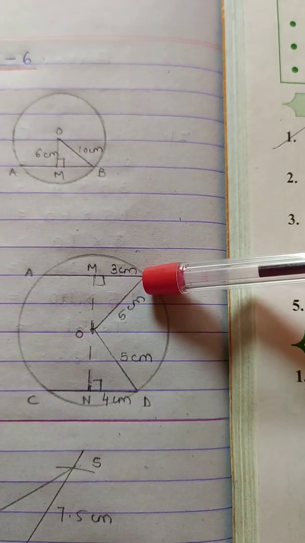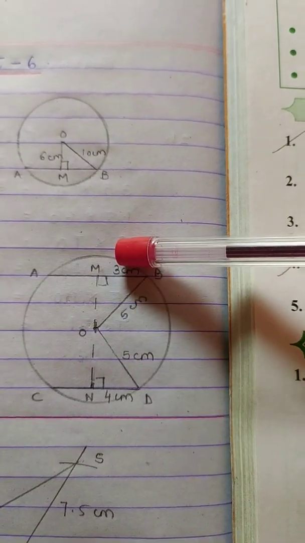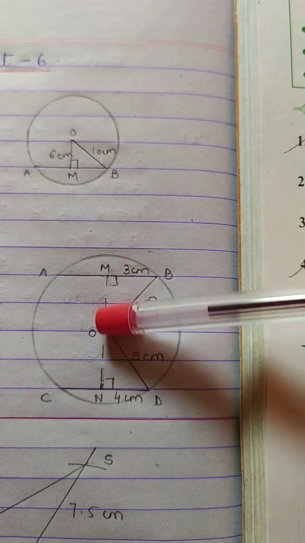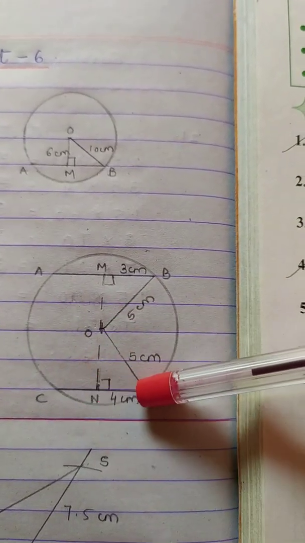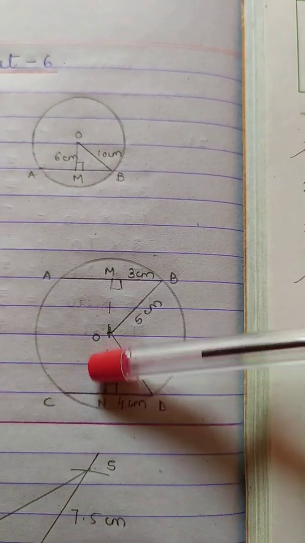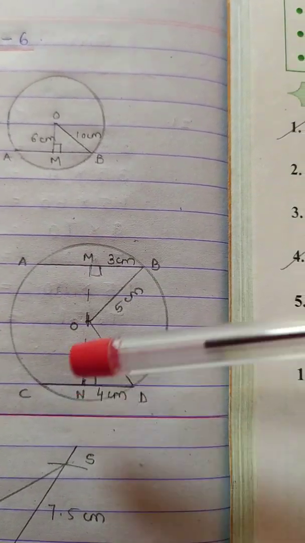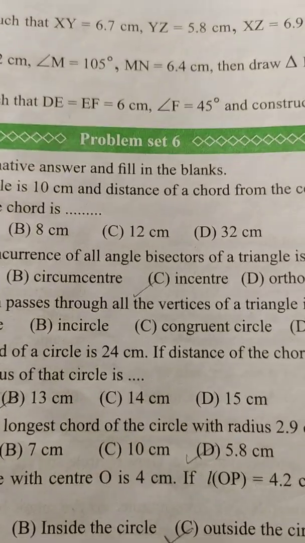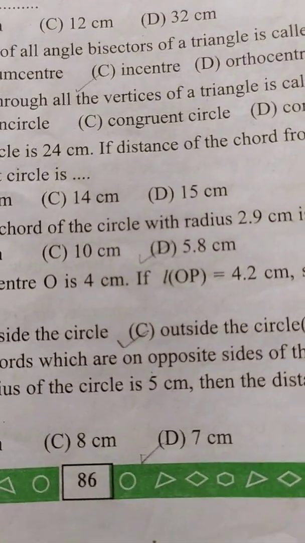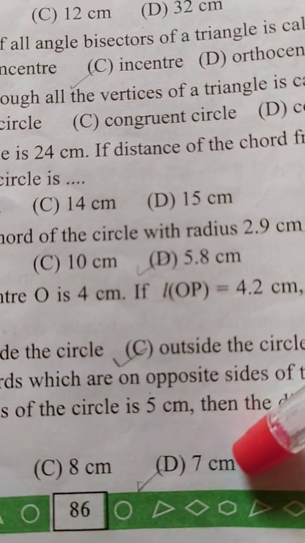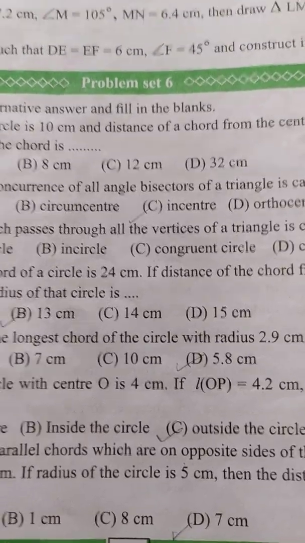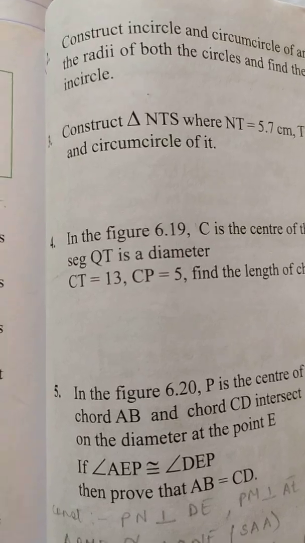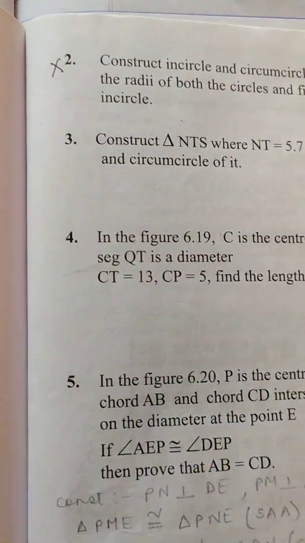Pythagoras theorem, 5 square minus 3 square, 25 minus 9, 16, root 16, this distance is 4. Same way 5 square minus 4 square, 25 minus 16 is 9, root 9 is 3. So 4 plus 3, your answer is 7 centimeter. So that's option D, 7 centimeter. Okay. So that's about question number 1, MCQs. Now question number 2 is not there for you. That has been deleted from your syllabus for this year.